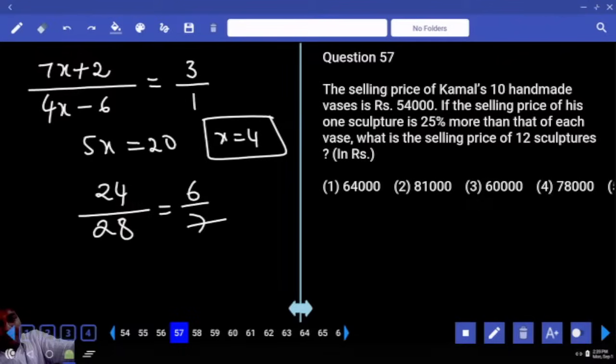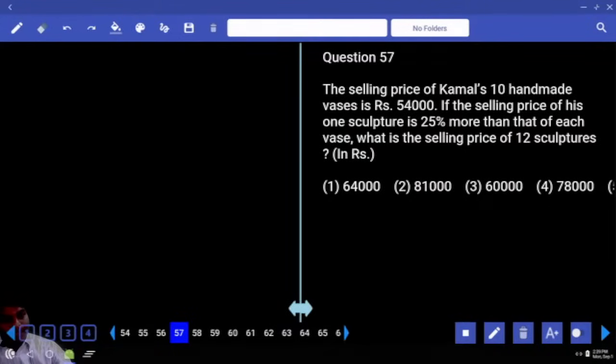The selling price of Kamal's 10 handmade vases is 54,000. 10 vases selling price is 54,000, then one vase selling price becomes 5,400. Selling price of his one sculpture is 25% more than each vase. In both cases, they are talking about selling prices only. Vase selling price is 5,400.